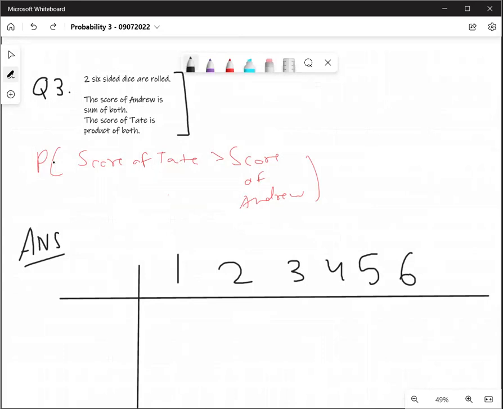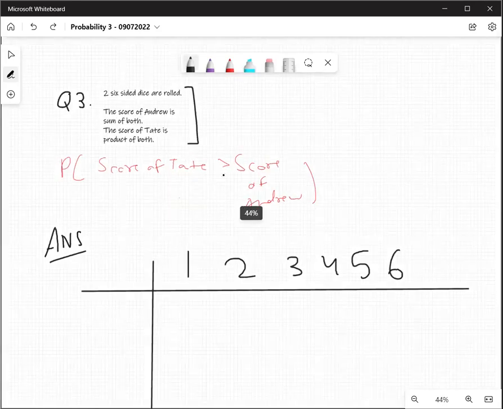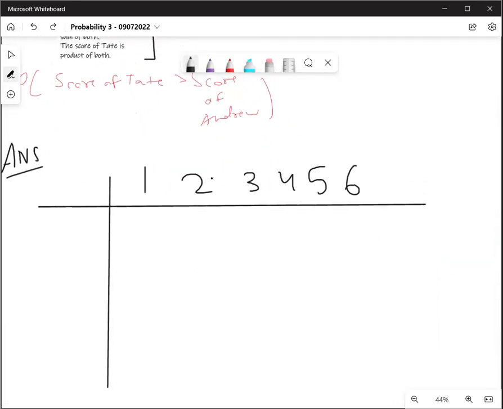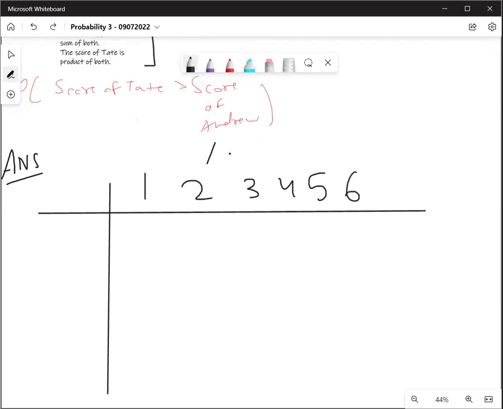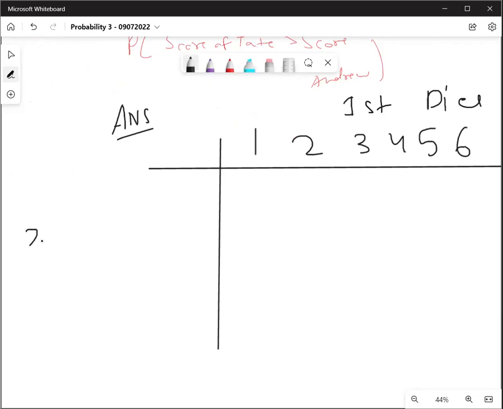Now look at the board, all of you. You have probabilities. P of score of Tate is greater than score of Andrew. That's what we're trying to find. Let's say this is the first dice, and this is the second dice. Now 1, 2, 3, 4, 5, 6. That's what we have right now.